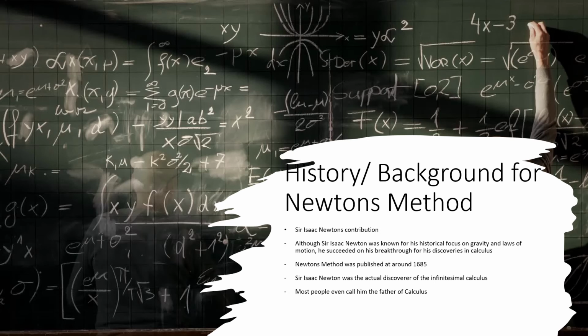Newton's method was published at around 1685, give or take. There's a lot of information saying he published at a later date or an earlier date, but more often than not, I'm finding that it's around 1685. Sir Isaac Newton was the actual discoverer of calculus, him and many other people, of course, and quite often most people even call him the father of calculus.